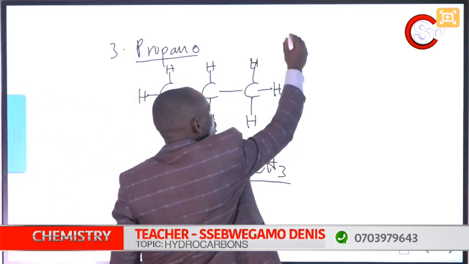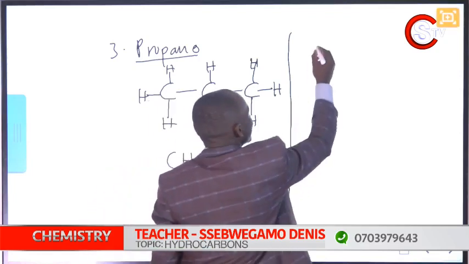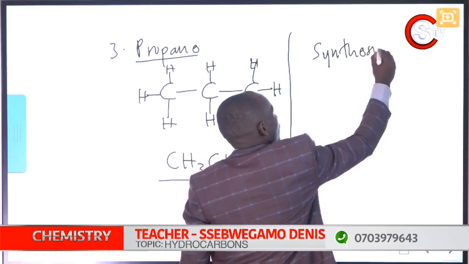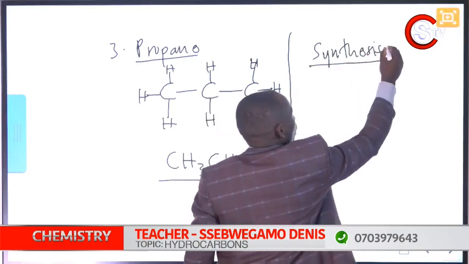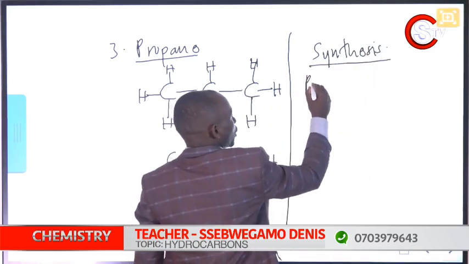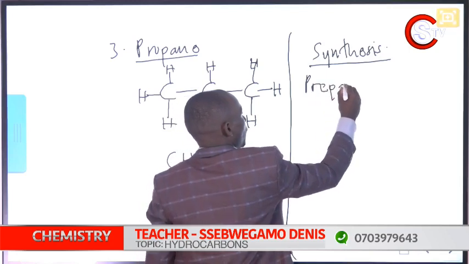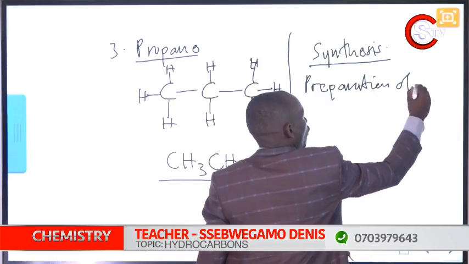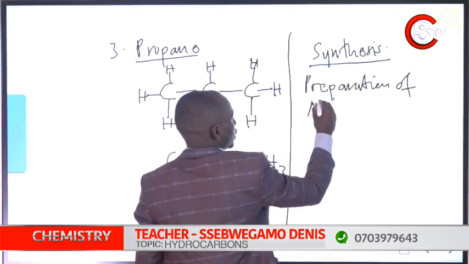But we said pillar number 2 is synthesis. Or we can call it preparation of alkanes.